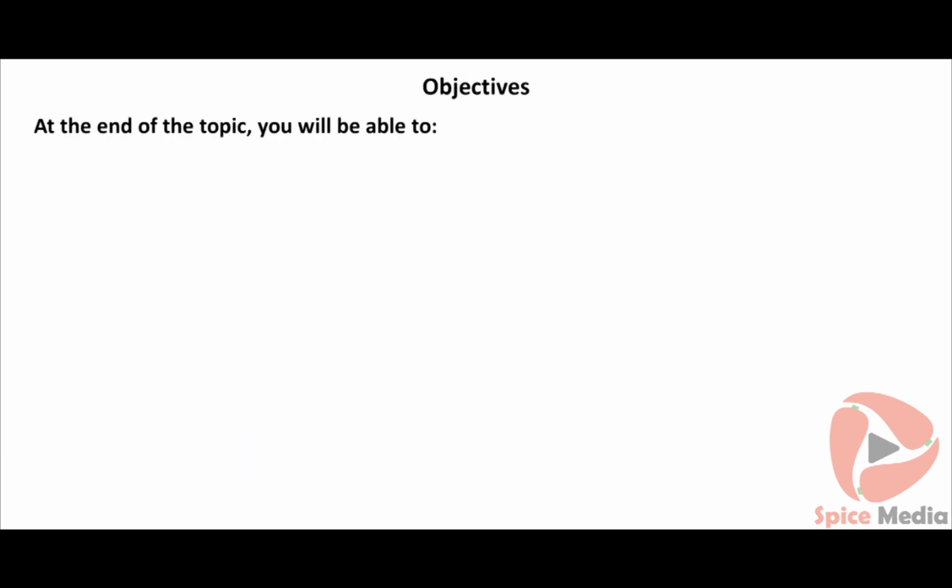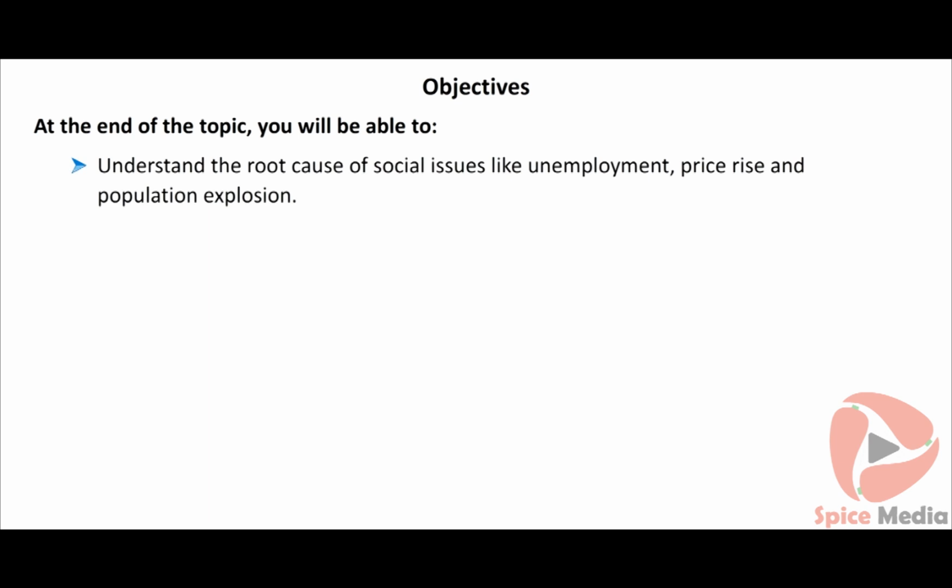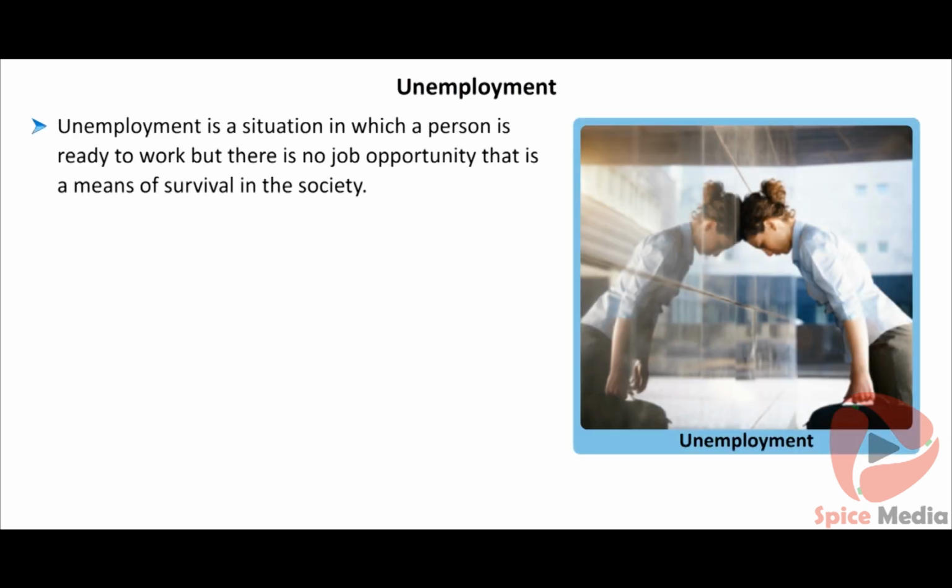At the end of the topic, you will be able to understand the root cause of social issues like unemployment, price rise, and population explosion. Unemployment is a situation in which a person is ready to work but there is no job opportunity that is a means of survival in the society. Unemployment is one of the serious social threats in India.